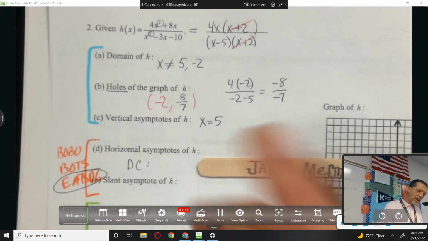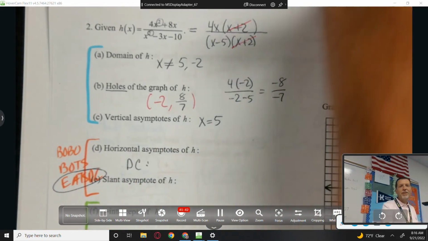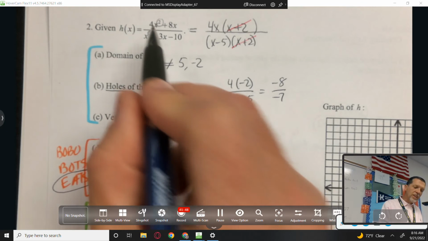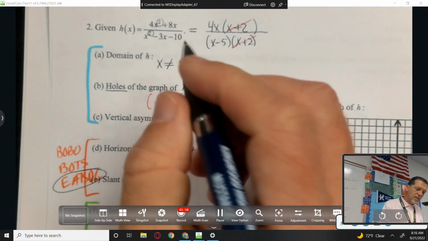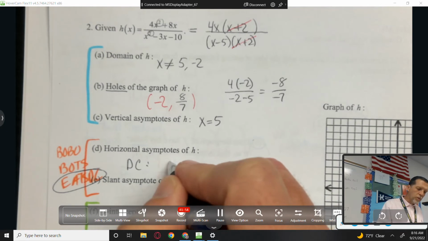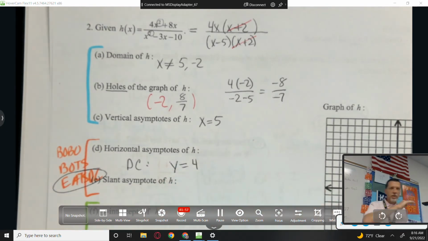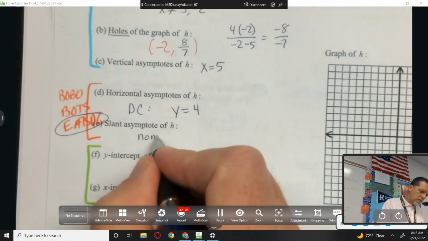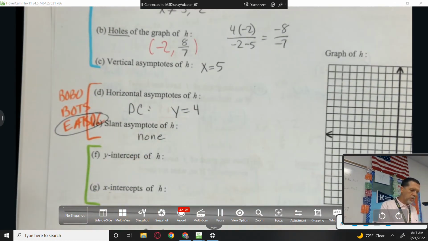And so what do we get when we DC, when we divide the coefficients? 1. The coefficients of the lead term. Oh, 4. So we get 4. I'm glad you just said 4. Don't put 4, put y equals 4, because we want it to be a horizontal line, not just the number 4. No slant asymptote.